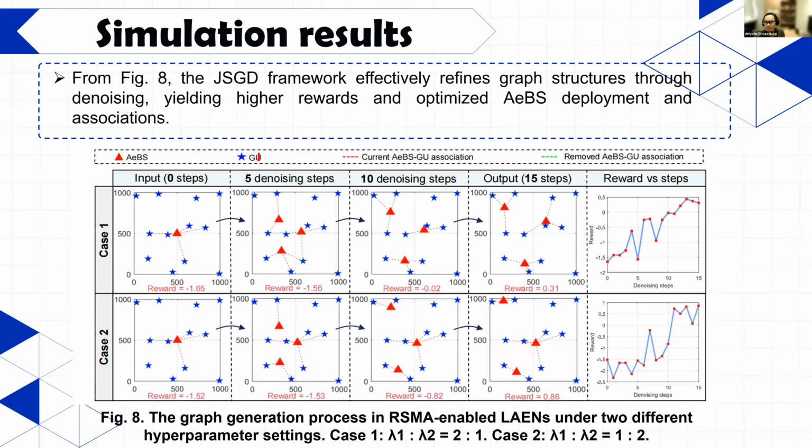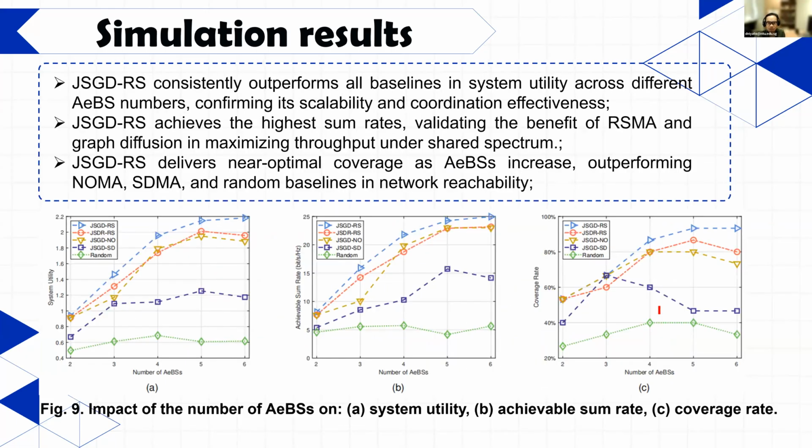So here we can show that during the different steps of the denoising or exploration, the matching between the aerial base station and the user keeps changing, and eventually it will become stable. Even if we increase more iterations or denoising steps, the reward will not be further improved. So this is the benefit of using the generative diffusion model. We can see that it is robust to the different parameter variation.